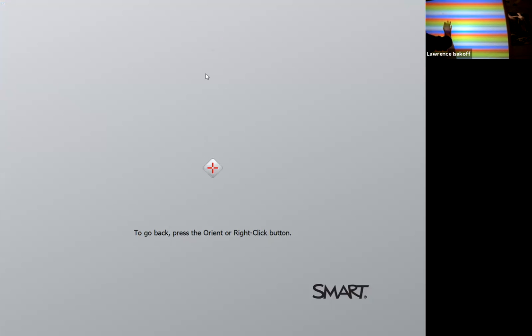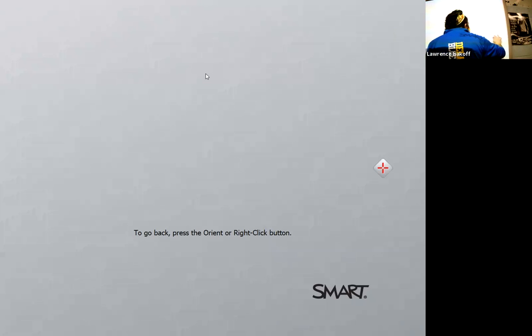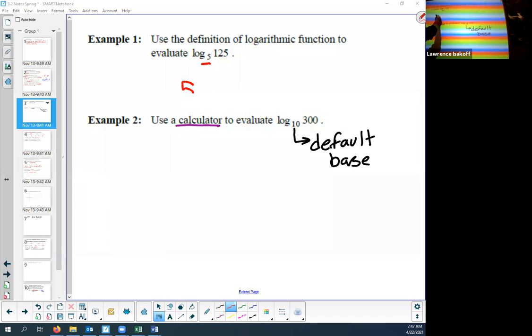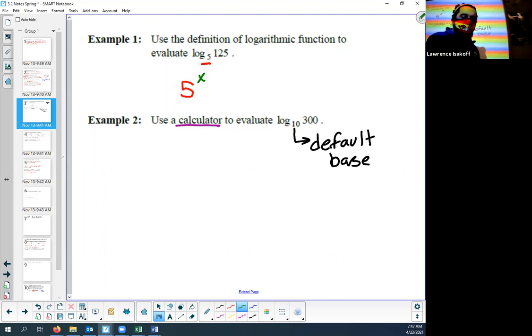So I'm going to rewrite it. It says log base 5. So 5 is the base of my exponent. So the base of the log is the same as the base of the exponent. Now, I don't know what this is equal to, so that means my exponent is my unknown. That's my x.